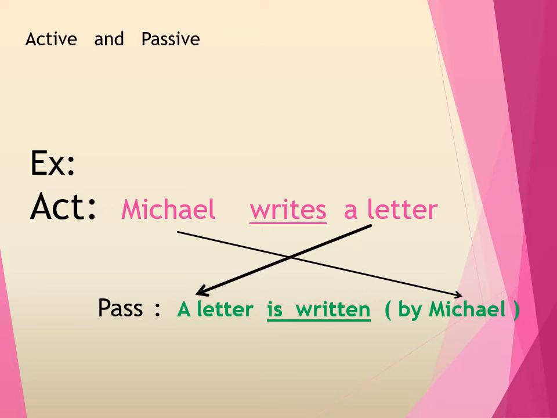In active voice, the sentence is Michael writes a letter. In this active voice, the subject of the sentence, Michael, did the action. What is the action in this sentence? Yes, writes. Now let's see in passive voice. A letter is written. In the passive voice, the focus of the sentence is a letter is written. So not focused on Michael.